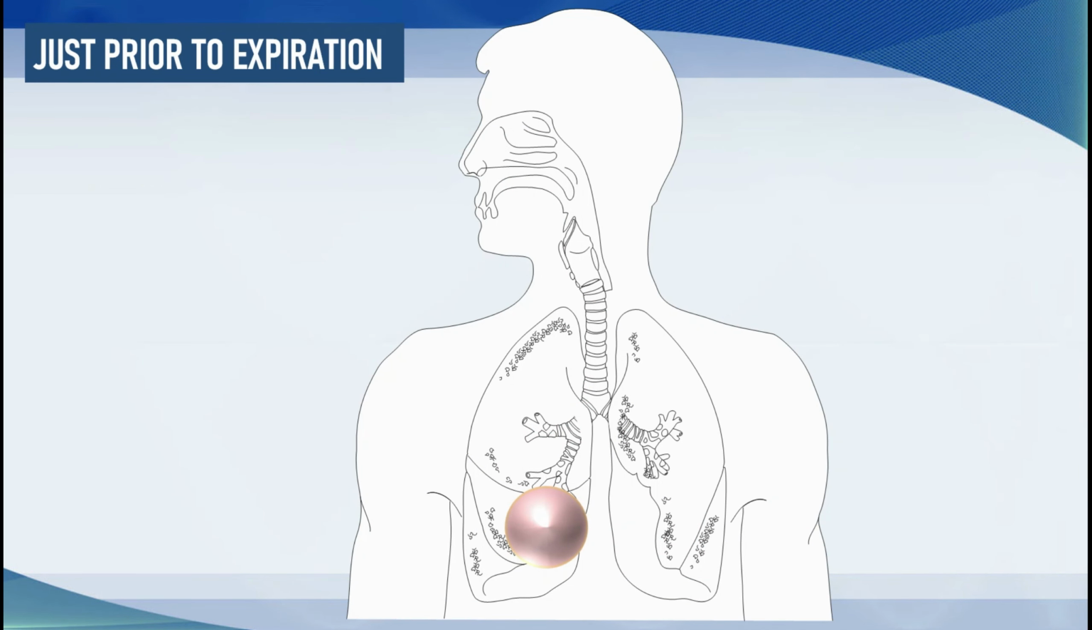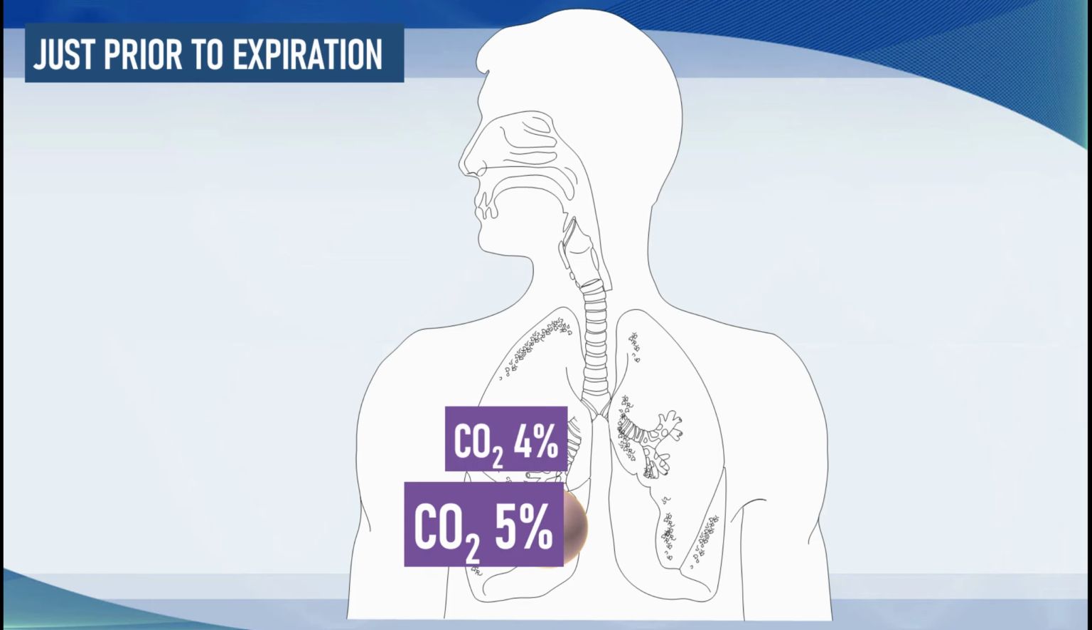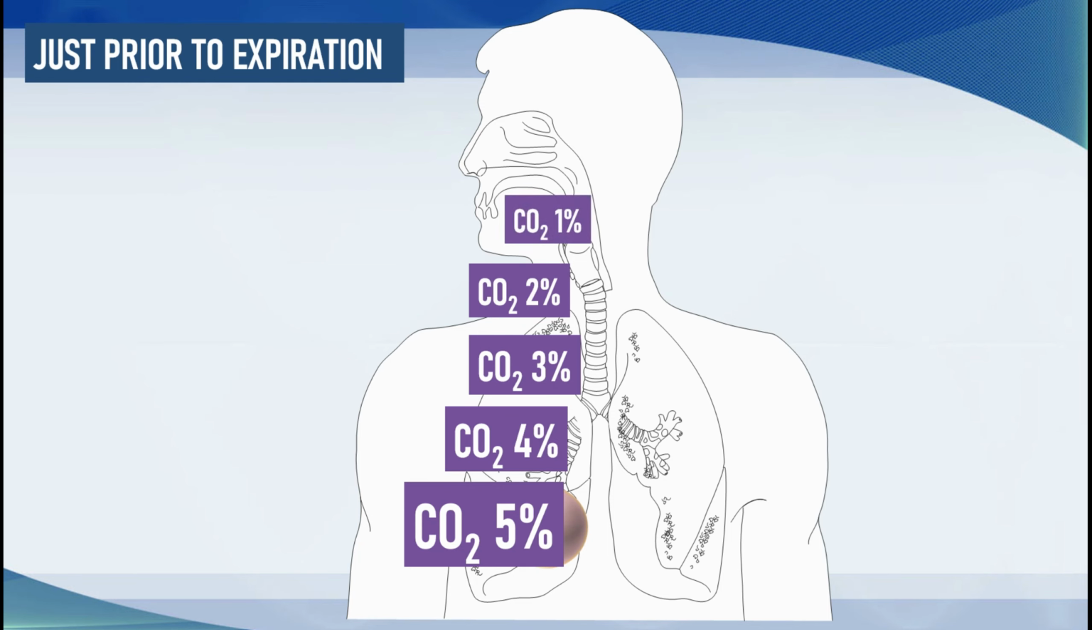So let's put all of this together. We are at that point just prior to exhalation. Remember, the majority of the CO2 is in the alveoli, and it represents about 5% of alveolar gas. As we work our way through the airways, the CO2 is 4%, 3%, 2%, 1%, and in the mouth there is no CO2 at all.